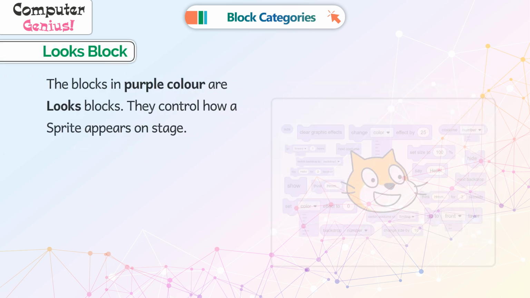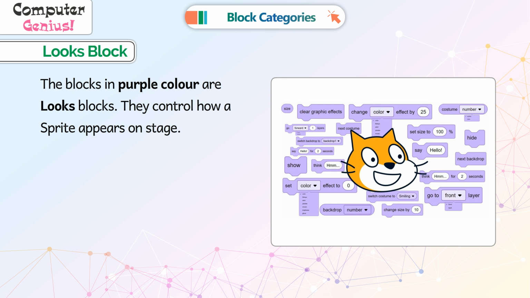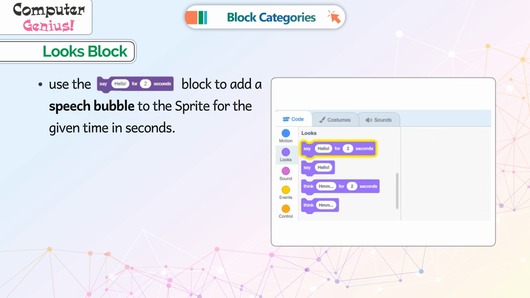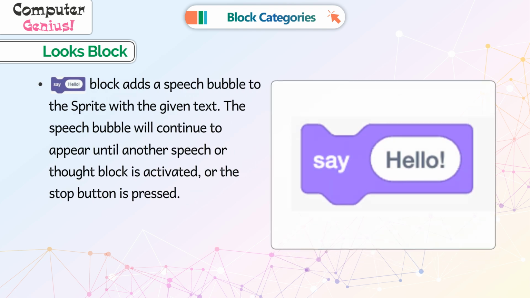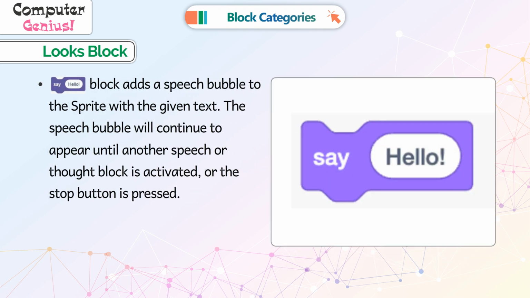Looks blocks. The blocks in purple color are looks blocks. They control how a sprite appears on stage. Use the Say Hello for 2 seconds block to add a speech bubble to the sprite for the given time in seconds. Say Hello block adds a speech bubble to the sprite with the given text.